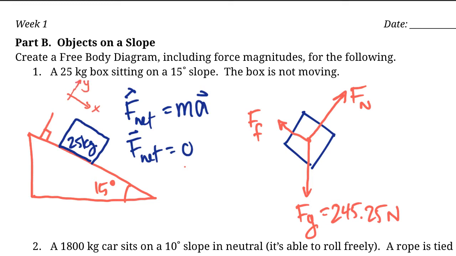So what happens if we make x this direction and y the perpendicular direction? Right? So it's like we've rotated our whole page by 15 degrees, because the slope is 15 degrees. Well, if we do that, all the components in this direction will be in the x direction. All the components in this direction will be in the y direction.